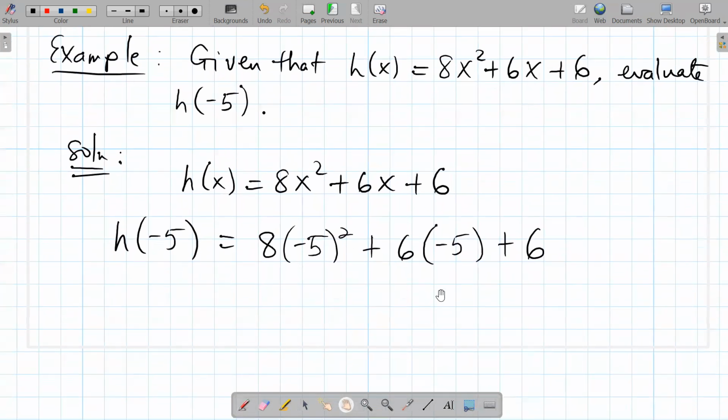You don't see any x here, so that is maintained. So that will be 8. Remember, anytime you square any negative value, it becomes positive. Here it's going to be 25. And a positive and a negative will always give you negative. So 6 times -5 gives you -30. And plus 6.